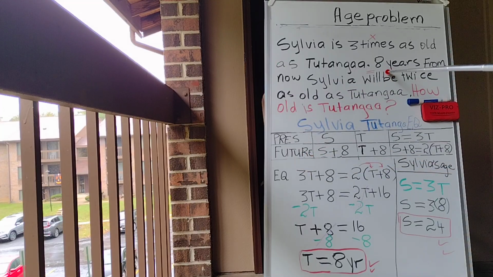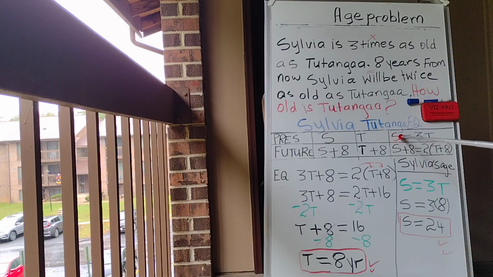8 years. Let's go back to the statement. 8 years from now, Sylvia will be twice as old as Tutanga. Here, the future is now Sylvia plus 8. Sylvia plus 8 will be 2 times Tutanga's age, and Tutanga's age is T plus 8. So now we have to substitute.